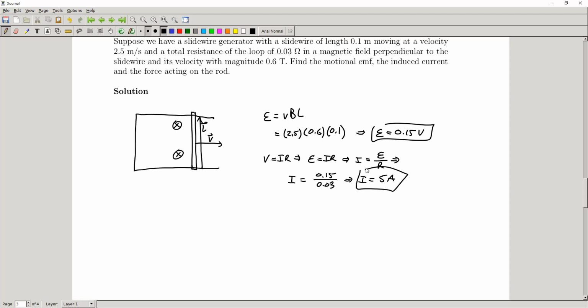So we know that this is going to take the form F equals IL cross B, right? This is our magnetic force. This is our magnetic field. This is the length of the rod, and this is our I that we just calculated. Okay, we know that I is going to point in the direction of L, the way that I've drawn it, and we know that B is perpendicular to that.